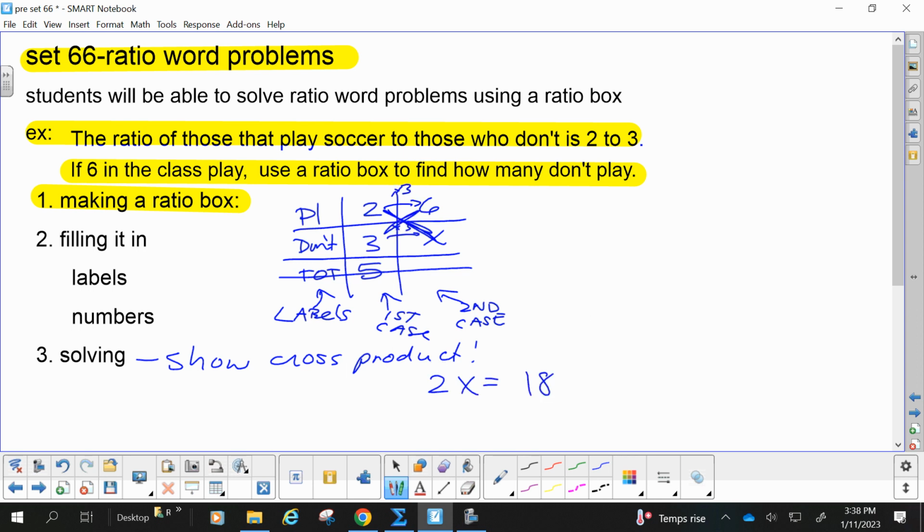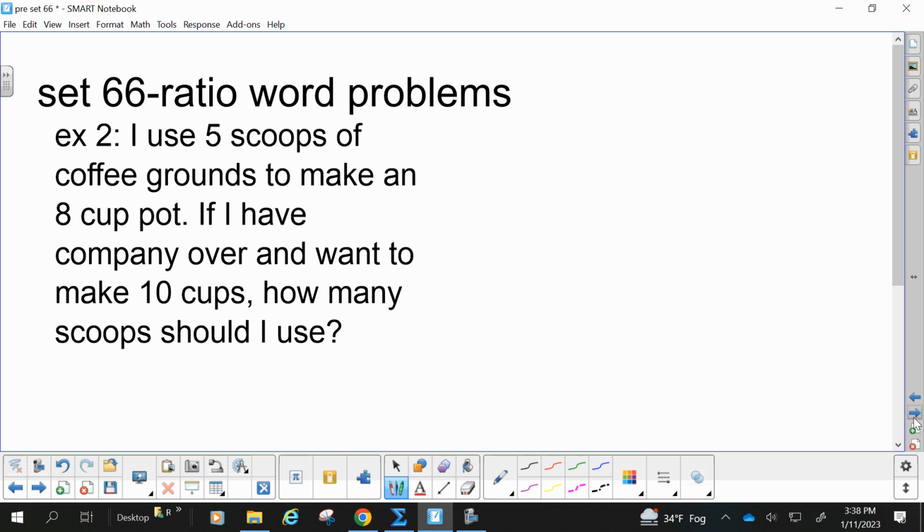And show the algebra. How do I show algebraically how I'm going to get rid of that 2? Divide by 2, and I write that under the equation. So x is 9. Don't play. All right. That's a ratio box. It doesn't look that much different than what we just did, so it should go well. Are you with me so far, people? Yes. Okay. Let's try one more example.